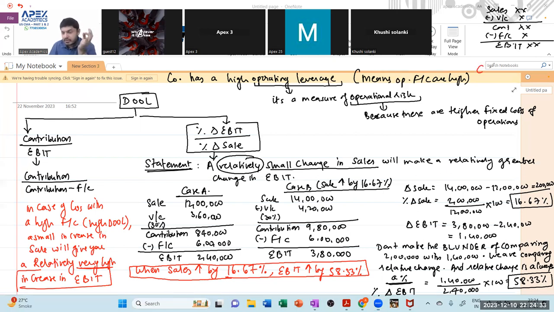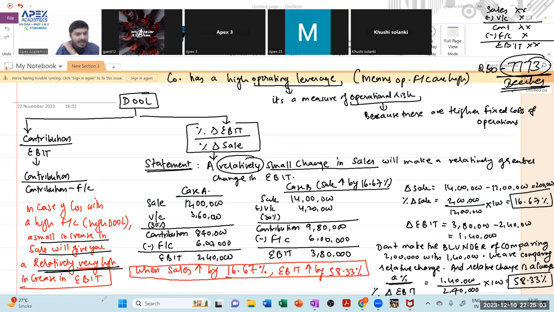This is your question number 30. Your MCQ number is 7773. And this is from Baker. You continue. This MCQ will go on for a long time now. You are convinced with this that a small increase in sale will give you a relatively very high increase in EBIT.